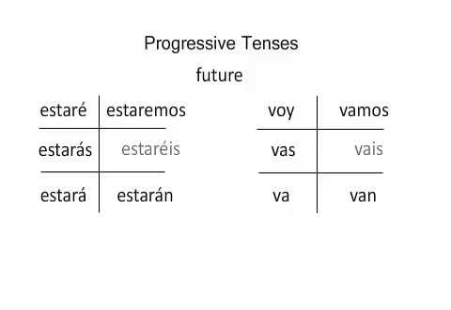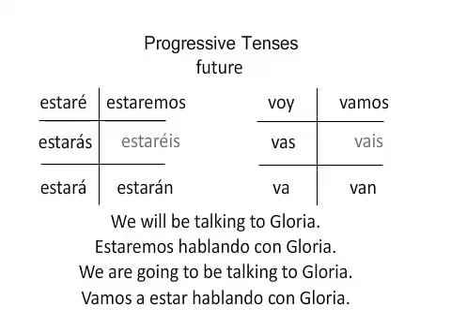If we're talking about a future progressive action, we could use the real future tense, or we could even use ir a plus the infinitive to do this. Here we see a slight difference in meaning. We will be talking to Gloria would be the real future tense, estaremos hablando con Gloria, or we are going to be talking to Gloria. Vamos a estar hablando con Gloria. Again, it's not super important at this point that we understand the distinction between these. Again, you may not actually run across these terribly often or need to use them terribly often, but you do need to be familiar with them.